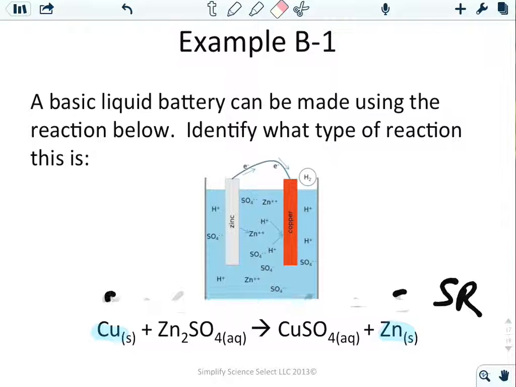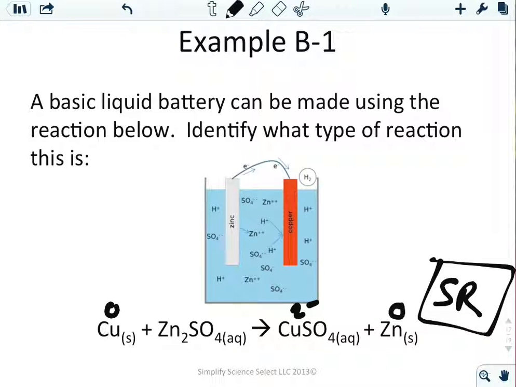It's single replacement. What's actually happening is that copper has a 0 oxidation number right there. When it's bonded to sulfate, it has that +2 oxidation number. So it's changed its oxidation state. We see that zinc, when it's by itself, has a 0 oxidation number, so it changes its oxidation state too. It's a single replacement reaction. We know that it's an oxidation reduction reaction.